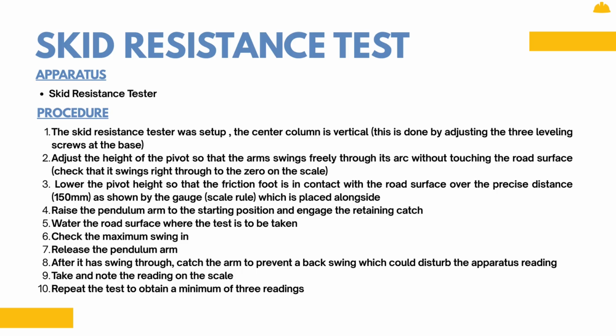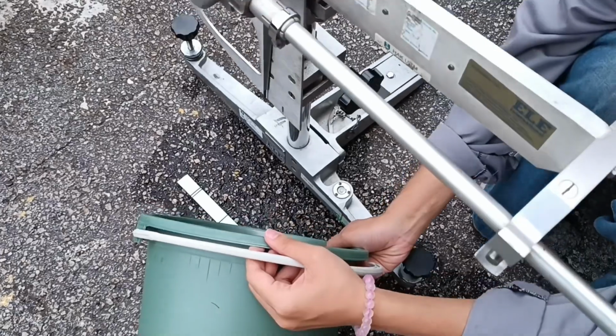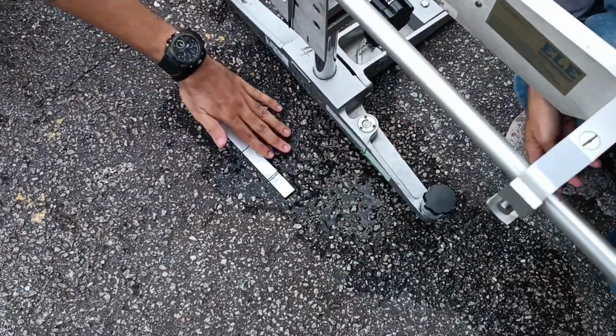Release the pendulum arm and let it swing to contact the road surface. After the swing, catch the arm to stop it from swinging back and affecting the reading. Read the value on the scale where the pointer stops. This is your skid resistance reading. This is us carrying out the test.